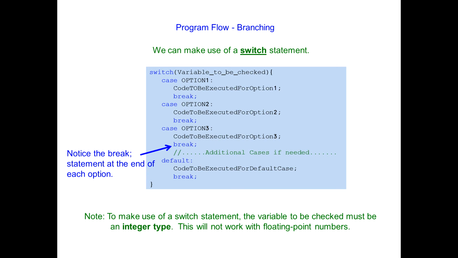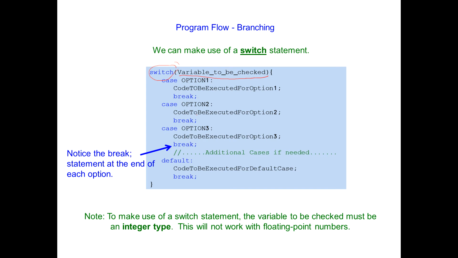So here we use the keyword switch, we have parentheses, and then you put the variable in that you want to be checked. Then you have these cases. If that variable is equal to option 1, whatever you put in for option 1, then this option 1 code, and you can have multiple statements, will run. And then notice that there's a break at each end. This is what kicks it out of the switch statement when you're done with that particular option.